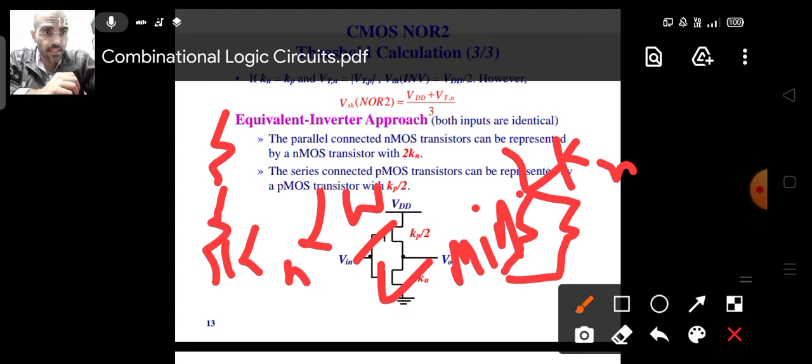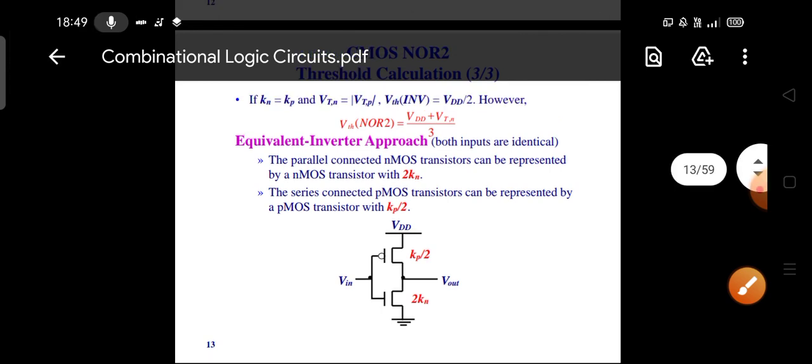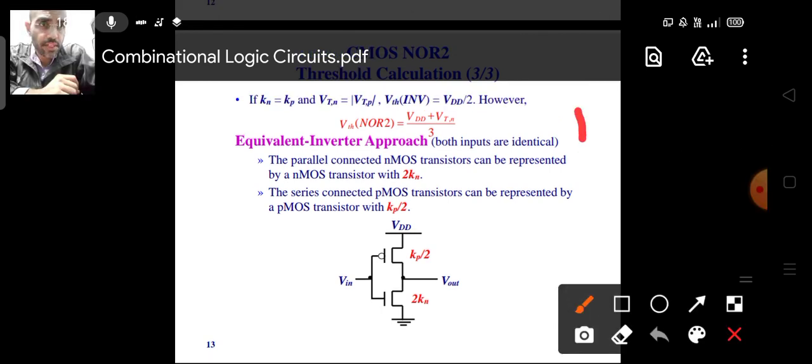So let me erase this and do this again. What we do is we find the equivalent Kp for this combination. Let's say each of the transistors has Kp. So what will be the equivalent Kp of these two? If we connect the two transistors in series, then the width remains the same, because the current gets the same thickness to flow. But it has to travel a longer path, so the length gets double.